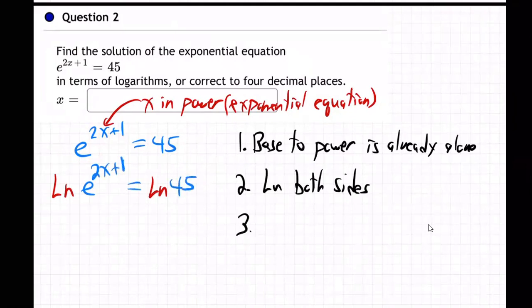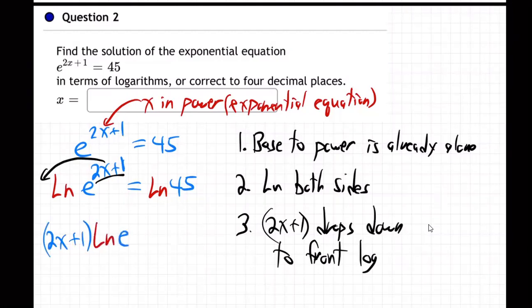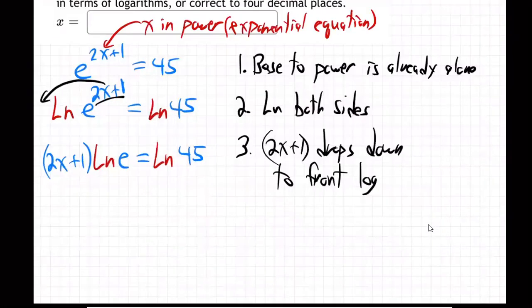And that's step 3, right? The 2x plus 1 drops down to the front of the log. So this whole power drops down to the front of the log. Remember that property of logs, that powers can come down to the front? So 2x plus 1 drops down to the front. ln of e equals ln of 45.